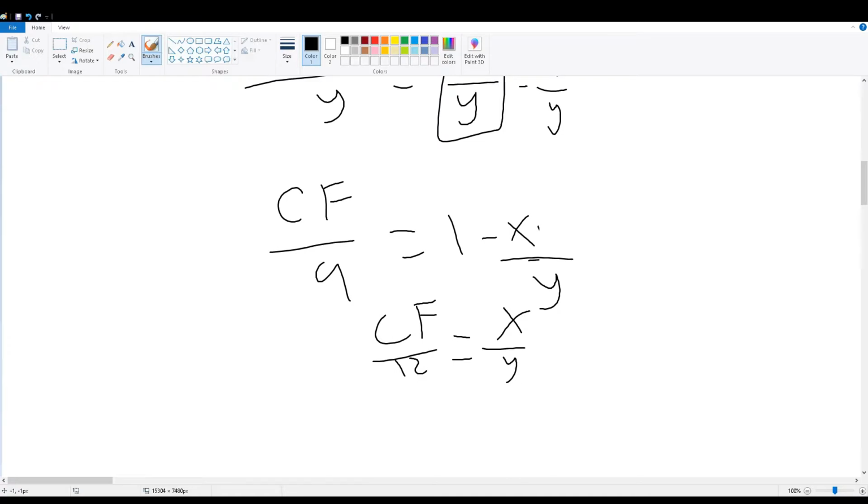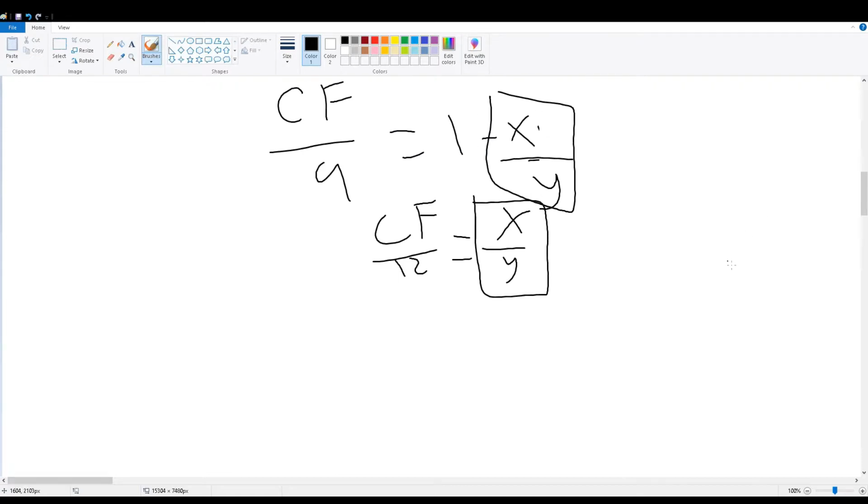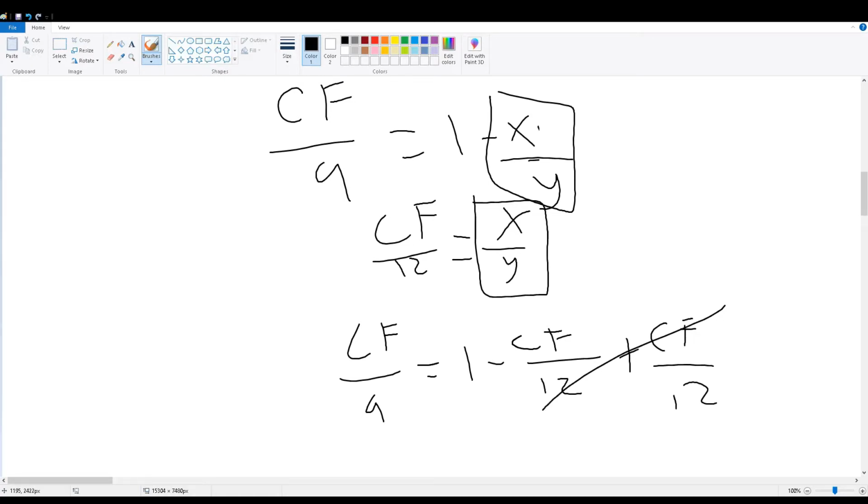What do we see here? X over y in both equations. Let's substitute x over y for CF over 12, because we know they're equal. So CF over 9 is equal to 1 minus CF over 12. Wow, that's very interesting. Let's add CF over 12 on both sides to isolate the 1, getting CF over 12 plus CF over 9 is equal to 1.